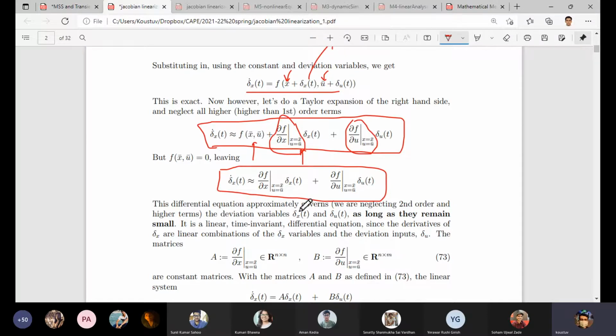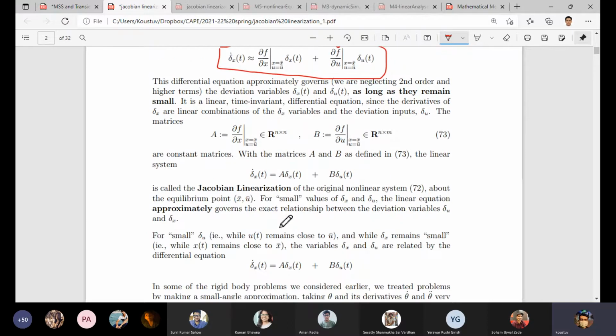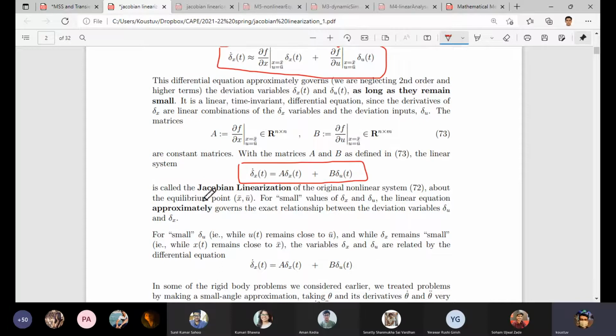So basically the change in deviation variable with respect to time, this is the step we have reduced it. And that is a linear combination of delta x and delta y with the constant coefficients associated with it, right? So basically this is what we write. And this type of equations we typically call the Jacobian linearizations.